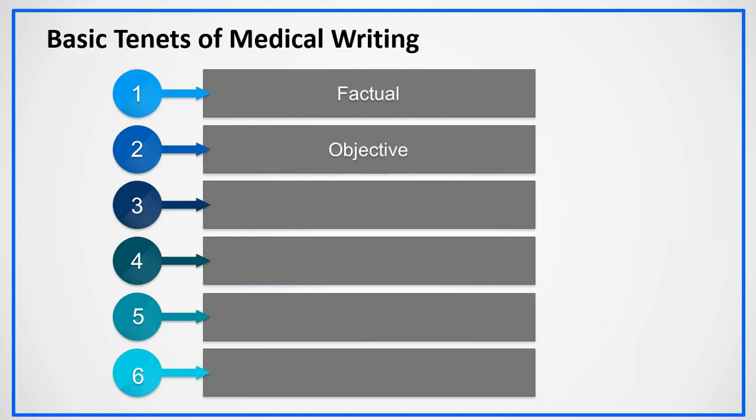The second tenet is being objective. Unlike other forms of writing, a medical writer should avoid elaborate discussions on the data. Interpretation of data should be as objective as possible. As a medical writer, you should be unbiased. You invariably need to take a role of a third person when interpreting results of a clinical study. All your interpretations should be unbiased.